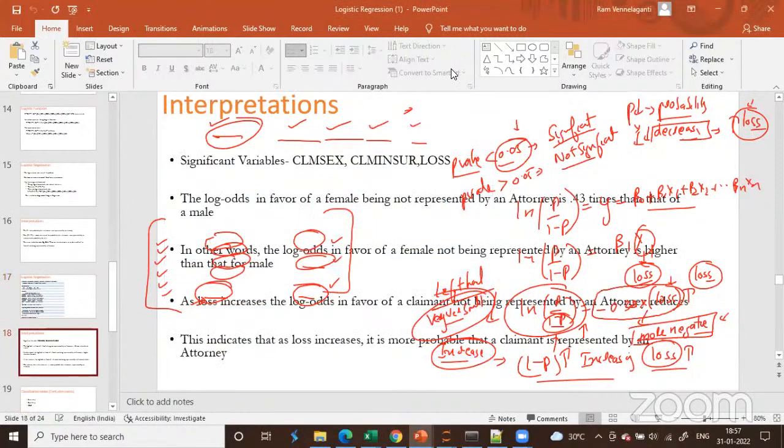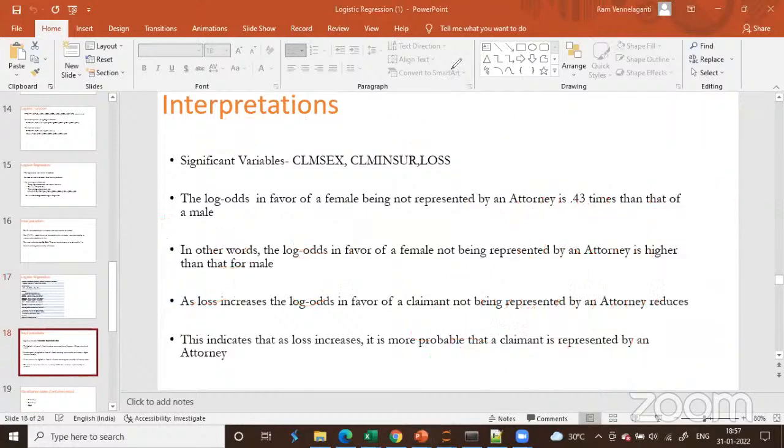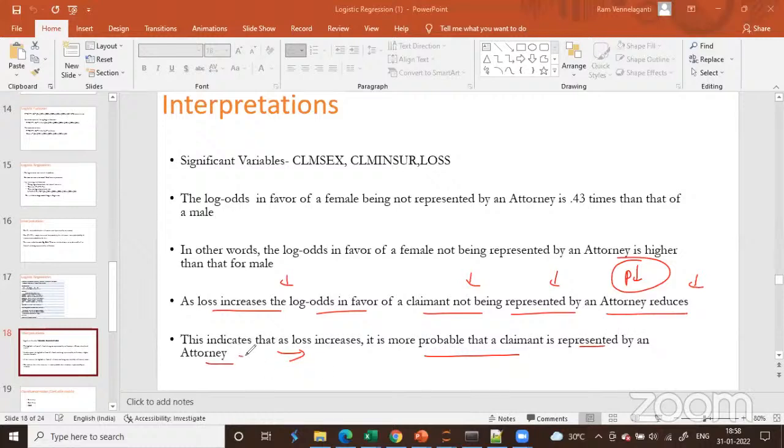So the same thing we can understand from our slides. As your loss is increasing, the log odds ratio in favor of claimant not being represented by attorney is going to decrease. P value is going to decrease. And then the probability that the claimant is going to be consulting a lawyer is going to increase for us. 1 minus P value is going to increase. So that is how we can understand the concept of odds ratio for us.